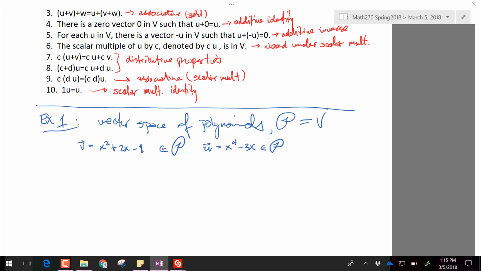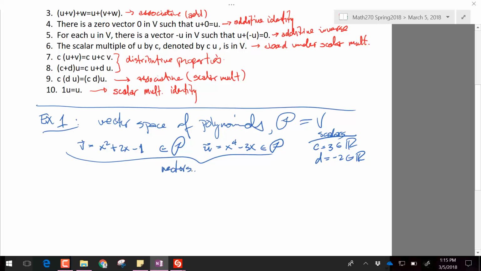Okay? And then we can say we have a scalar 3. That's a scalar, it's a real number. And then we have a scalar d equals -2. That's another. These are scalars. These are vectors.